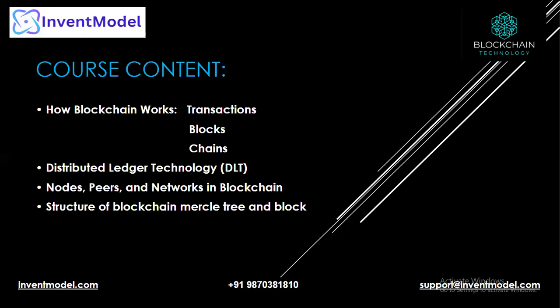Blockchain has three major parts. One is transaction, second is blocks, and third is the chain. So to make a blockchain, each block is directly or indirectly related to these three things: transaction, block, and chain. First of all, we are going to see what a transaction is.